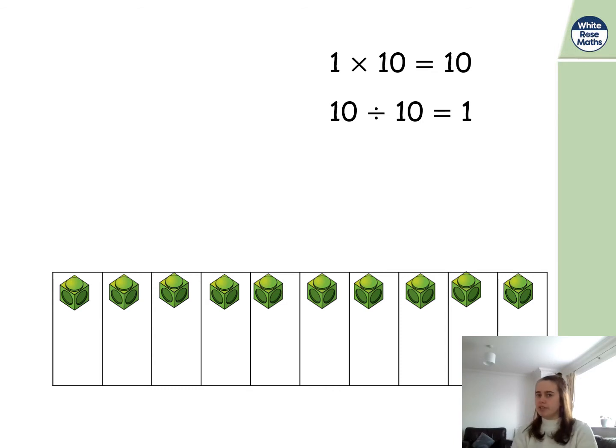If we ever share a number or group a number by its own number, it will always equal 1. So 10 divided by 10 equals 1. 30 divided by 30 equals 1. 46 divided by 46 equals 1. 12 divided by 12 equals 1. You name it. Any number divided by itself equals 1.